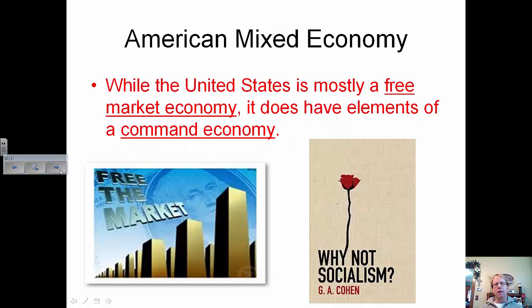Okay, the American mixed economy. While the United States is mostly a free market economy, it does have elements of a command economy. The government does make regulations, right? We talked about one with our first classroom debate, which was minimum wage. Government decides what a minimum wage is in the United States. States can decide that also, and cities can decide that.